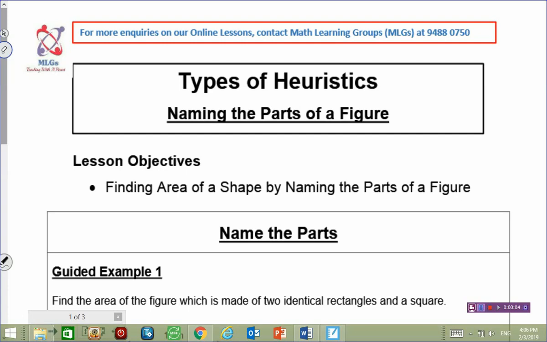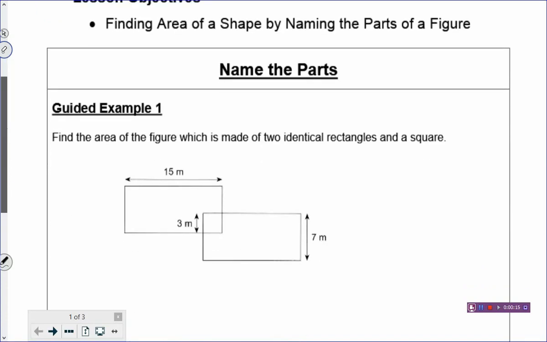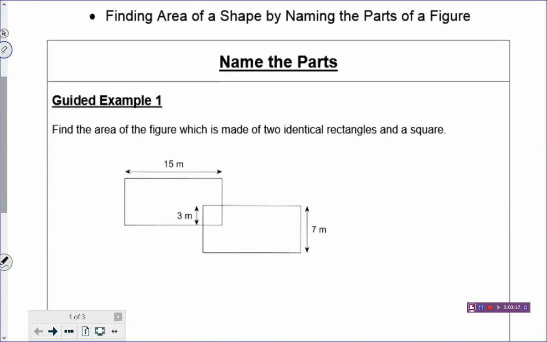Now today we are going to look at area and perimeter, and we are going to apply methods on how to find the area of a shape by naming the parts of a figure. Alright, so let's look at example 1 and let's read the question. Find the area of the figure, which is made of two identical rectangles and a square. So how do we find the area of this figure?